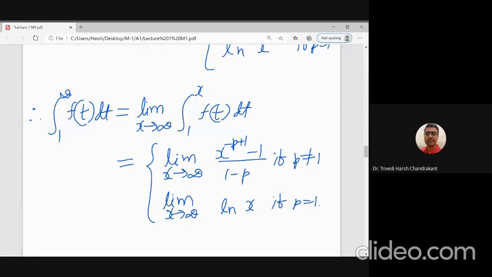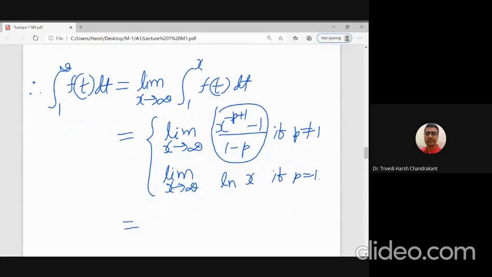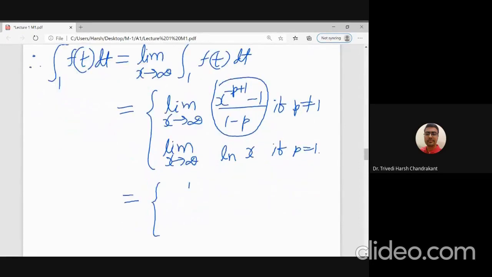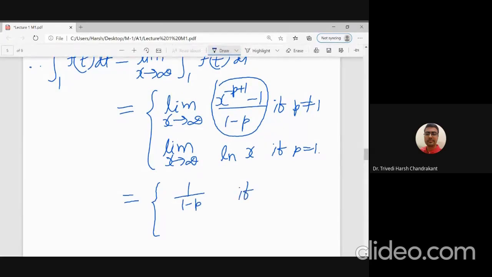So now we know that if we take the limit as x tends to infinity, the logarithm is an increasing function, so it goes to infinity. It is a monotonically increasing function. On the other hand, the limit as x tends to infinity of this function will be 1 upon p minus 1. So this integral is equal to 1 upon 1 minus p if p is greater than 1.